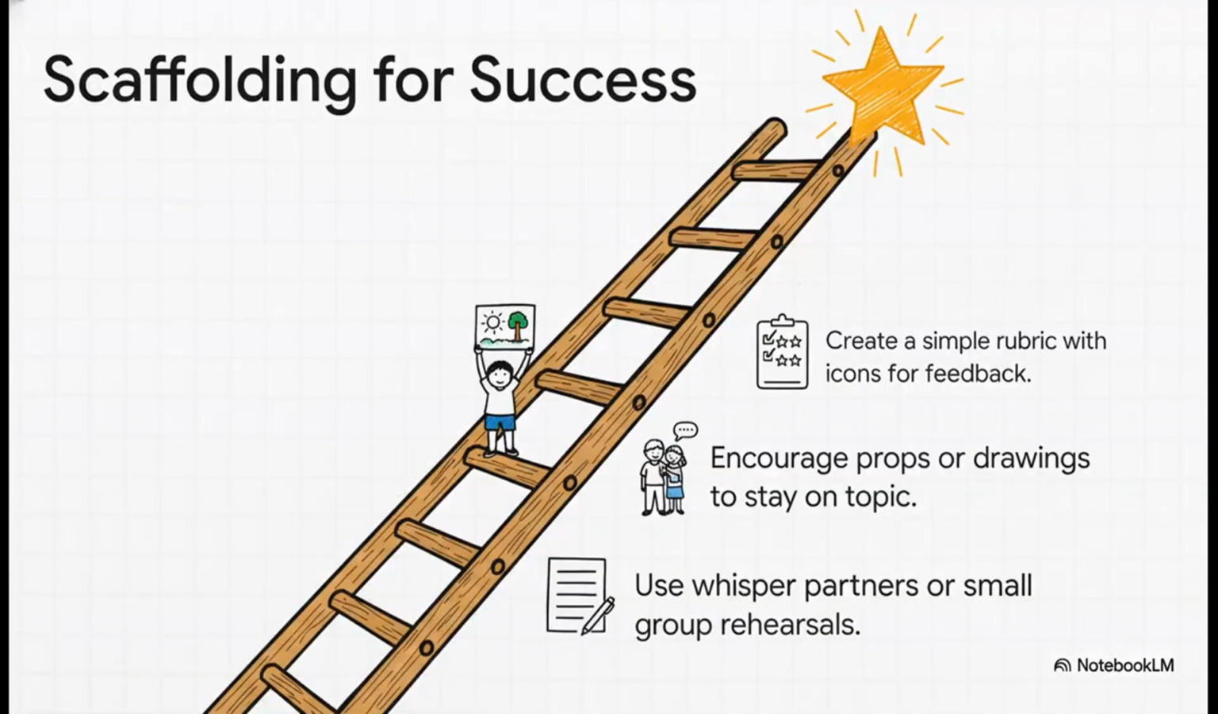Okay, let's talk about scaffolding for success, because these support systems are absolutely crucial. Think of it this way. Scaffolding isn't about making the building shorter. It's about building a ladder so everyone can get to the top. Little things like sentence starters or letting them practice with a whisper partner first can make all the difference. It just lowers that anxiety level and builds up the confidence they need before they face the whole class.